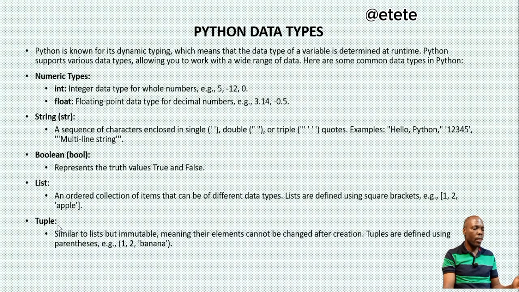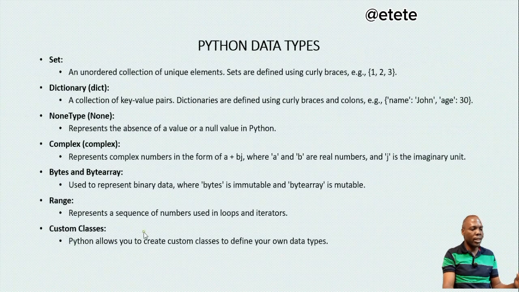Now, tuple. Tuple is similar to list, but immutable, meaning their elements cannot be changed after creation. Tuples are defined using parentheses, e.g. if I'm going to change this 1, 2, apple to a tuple, all I just need to do is remove this square bracket and change it to what? To normal brackets. 1, 2, banana. This is what? Tuple. And it is what? Immutable. I'm going to explain the meaning of that to you as we go on practically.